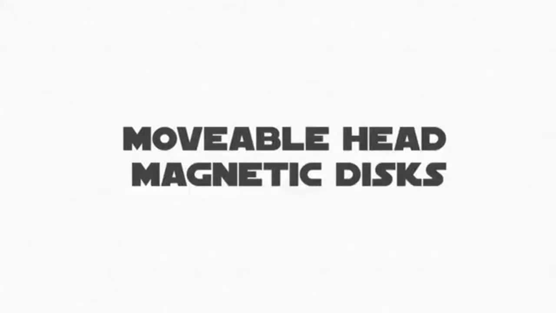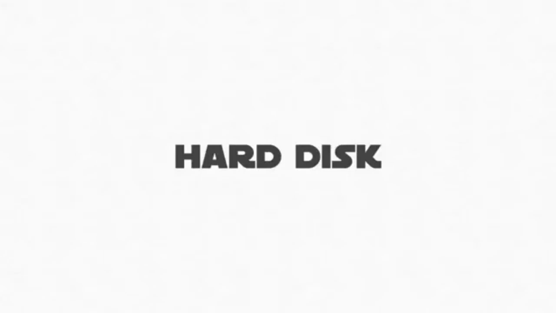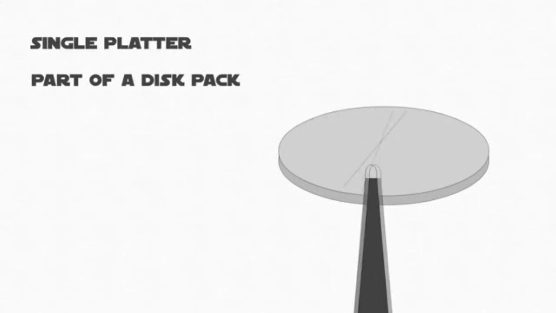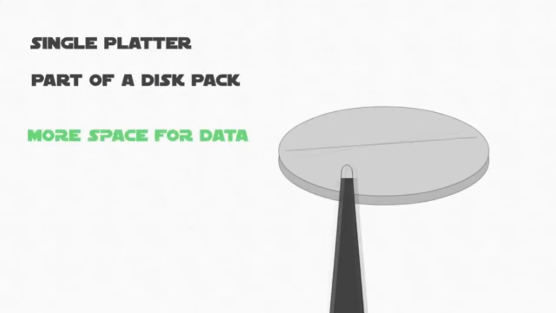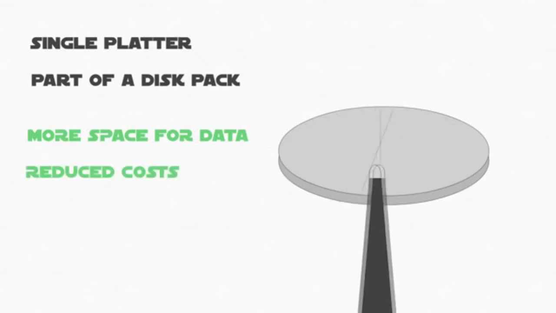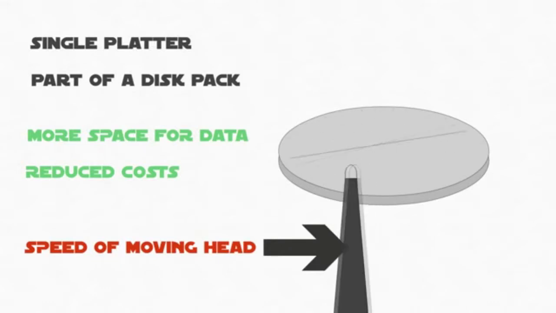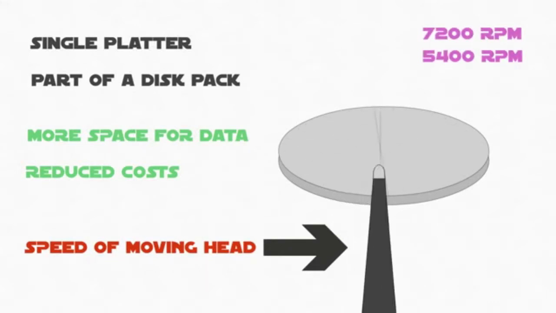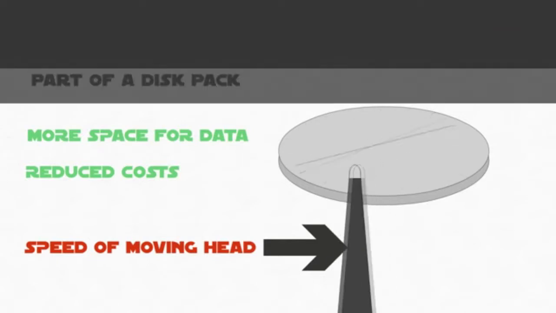Movable head magnetic disks, such as a hard disk, have one read-write head that floats over each surface of each disk. They can be single platter or part of a disk pack, and because the head and arm can move, tracks can be smaller, resulting in more space to store data. It is common to use a hard disk, as they have reduced in price, but they are constrained by the speed of the moving head. 7200 or 5400 RPM are the common speeds.